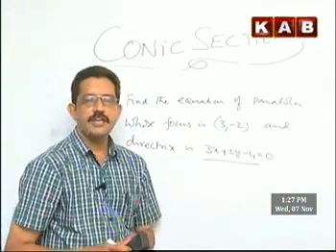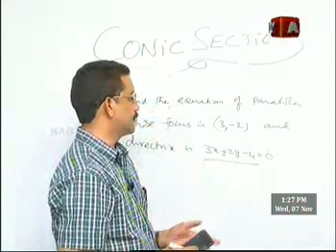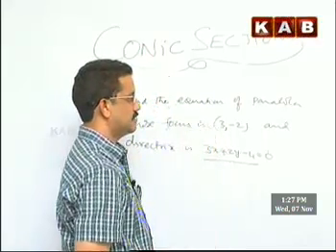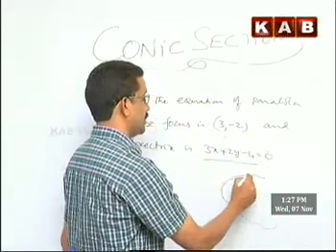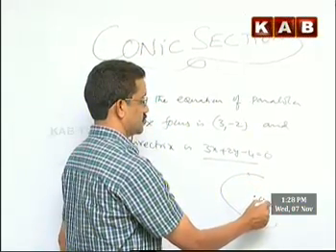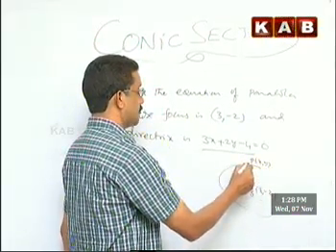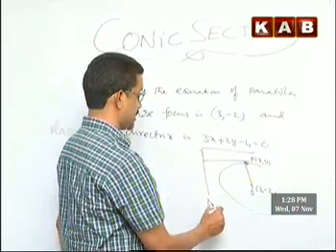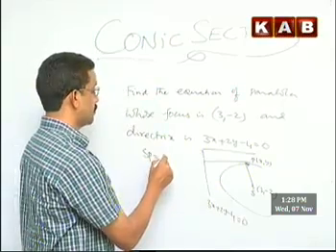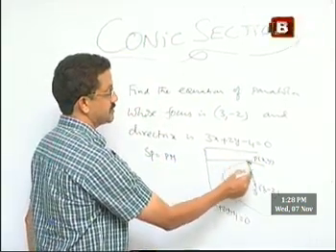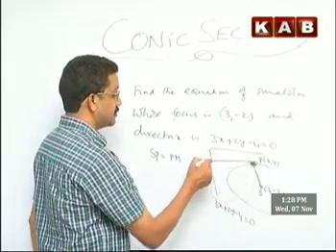This is a very short answer question with good scope to get very simple marks. The focus is given and directrix is given. We have to find the equation of the parabola. So whatever the parabola may be, the focus is somewhere here, (3, -2). Let us take a point on the parabola P(x, y). So what is the property of parabola if your directrix is here? SP is equal to PM for a parabola. SP means the distance between S and P. PM is the perpendicular distance from P to directrix.